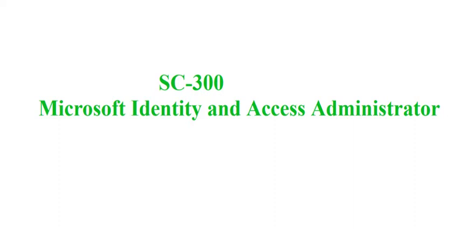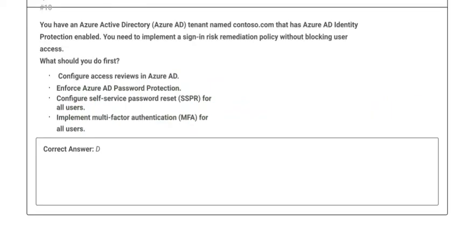Today's questions are: you have an Azure Active Directory tenant named Contoso.com that has Azure AD identity protection enabled. You need to implement a sign-in risk remediation policy without blocking user access. What should you do first?